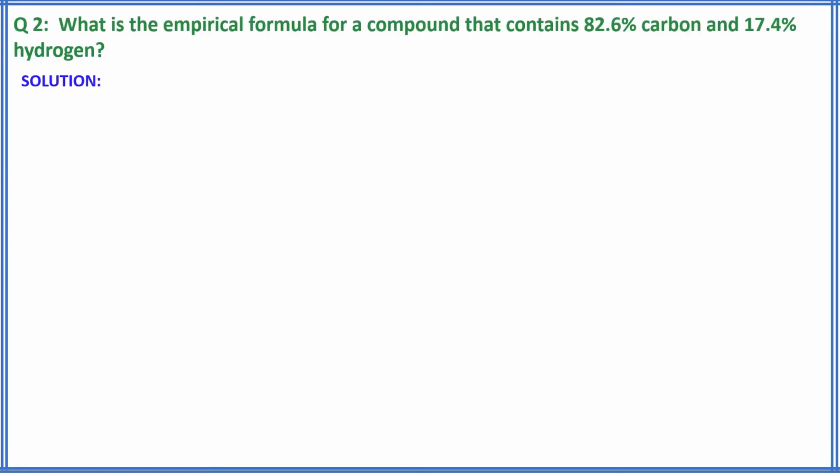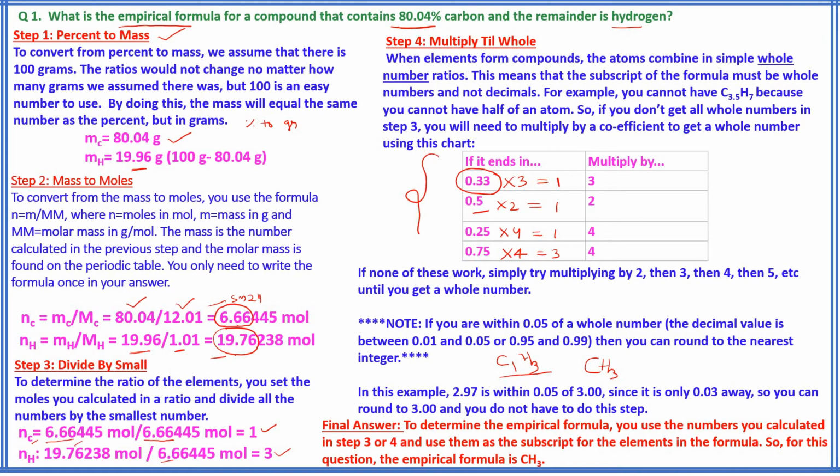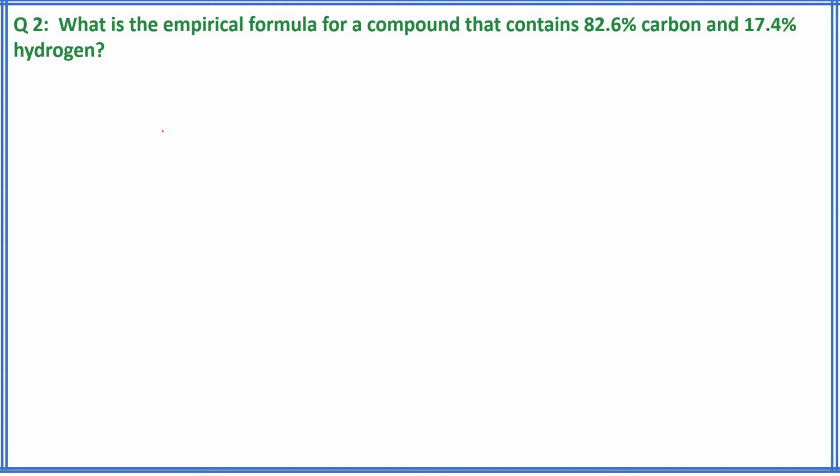We'll take some problem here. What is the empirical formula of a compound having 82.6 percent of carbon and 17.4 percent of hydrogen? Okay, this is a different problem. First of all, carbon is 82.6 percent, so in terms of grams, carbon is 82.6 grams. Next, hydrogen percentage is 17.4, convert this into grams: 17.4 grams. This first step is finished.